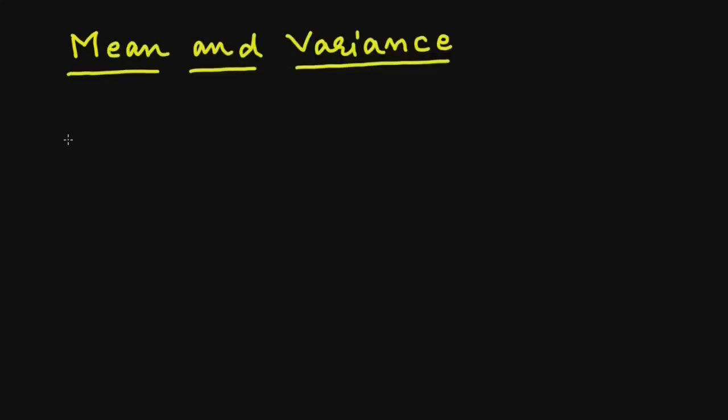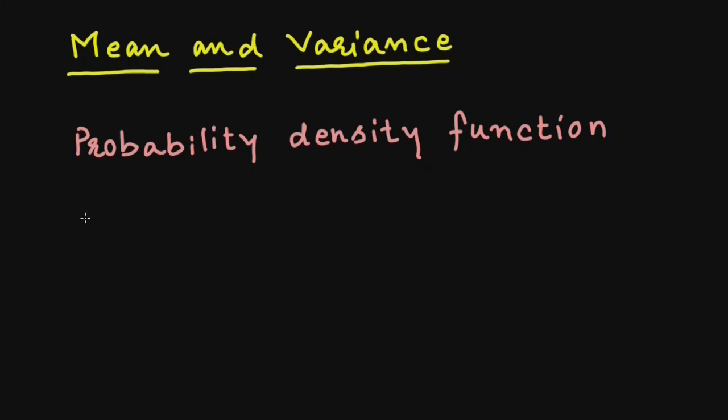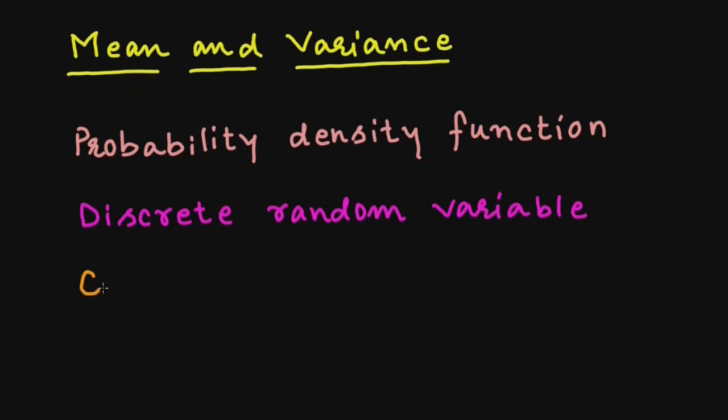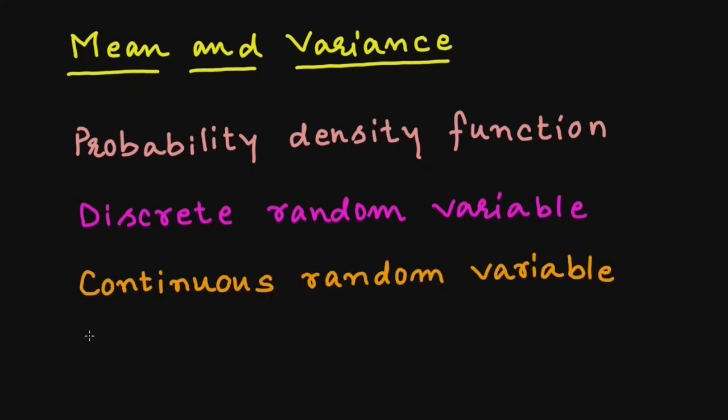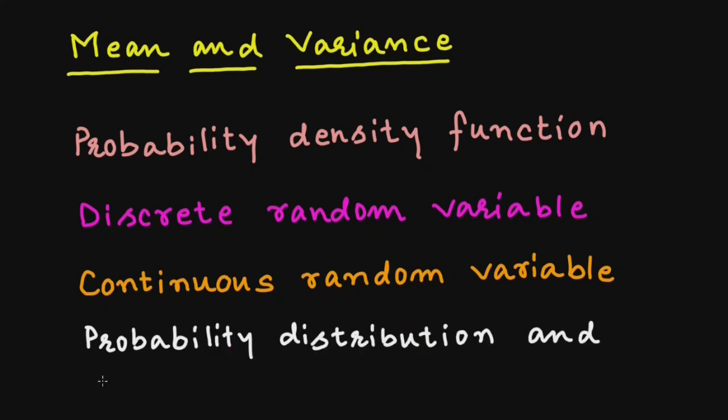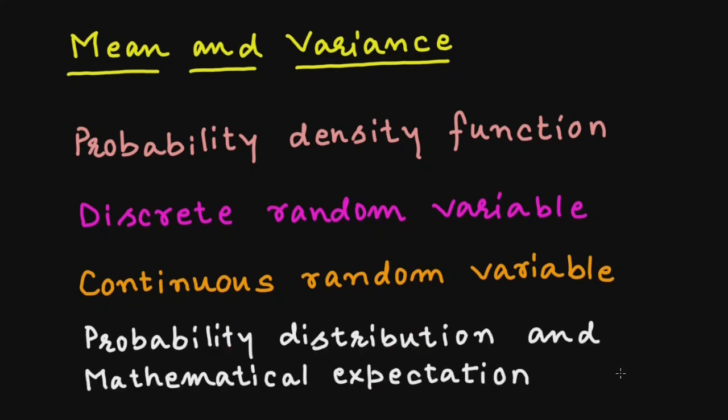In this video, we will see how to find mean and variance from probability density function of a discrete random variable or a continuous random variable. To understand this video properly, I suggest you watch my earlier videos on probability distribution and mathematical expectation, whose links I have given in the description box.